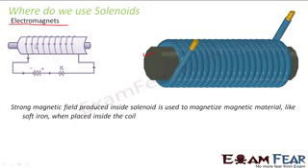Here you can see from this diagram that this is a solenoid. Inside the solenoid you have placed the soft iron and then you have connected it through a circuit. As current passes through the solenoid, a magnetic field is produced in the solenoid, and the magnetic field inside the solenoid is uniform and strong. This magnetic field magnetizes this material.